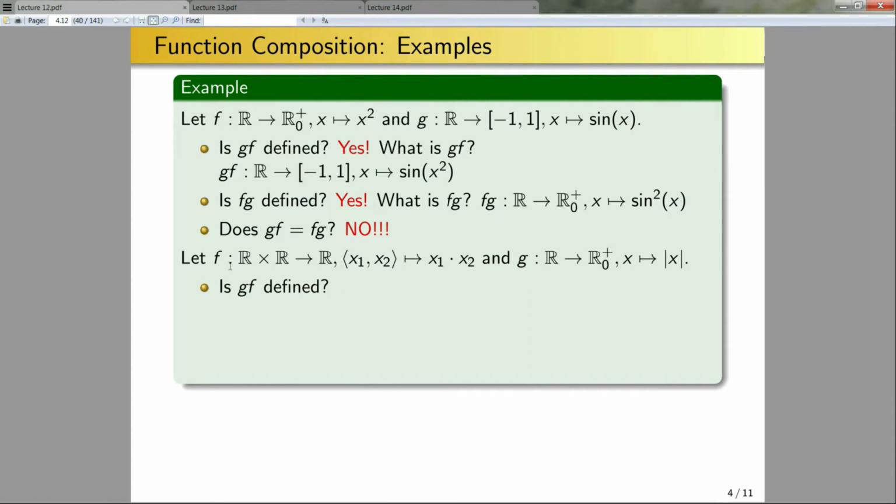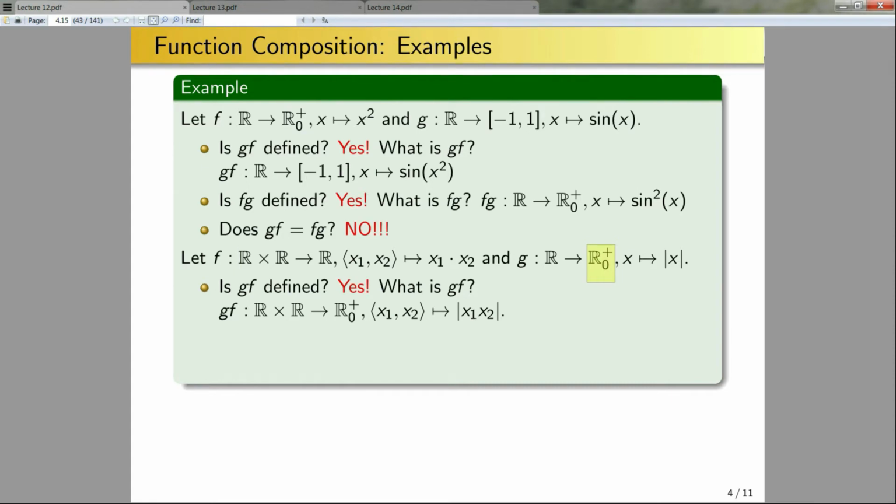Well, let's look at it. So the range of f is simply going to be some subset of this codomain R, and the domain of g is going to be R. Therefore, this composition here will be defined. Second, what is g∘f? Well, I'm starting with an ordered pair (x1, x2). I map it to this, and then I want to take its absolute value. So explicitly, this will be the function from R cross R into R plus 0.